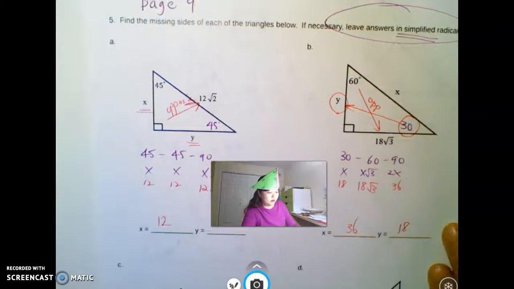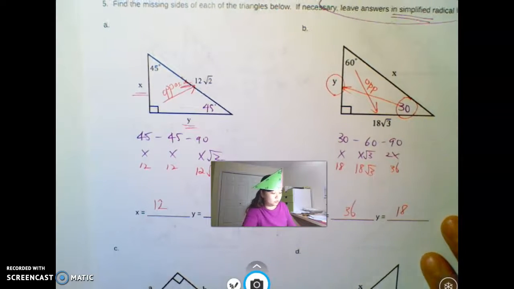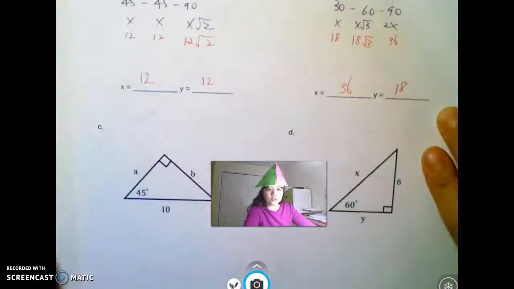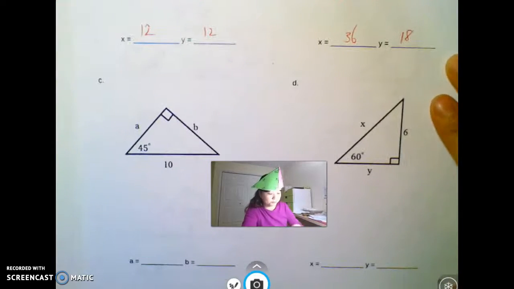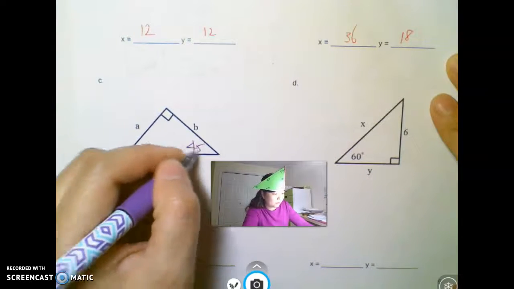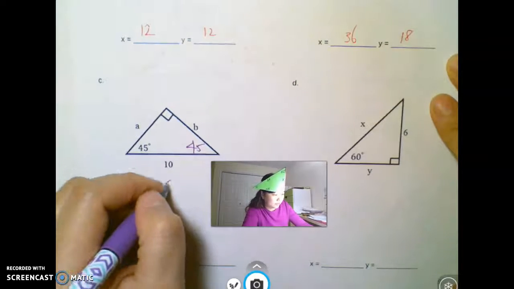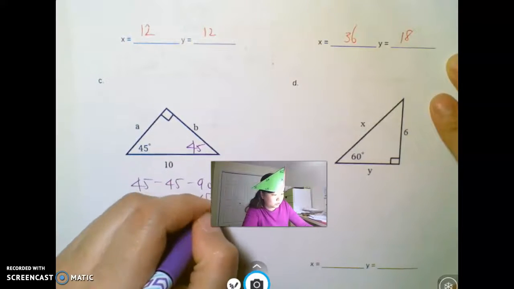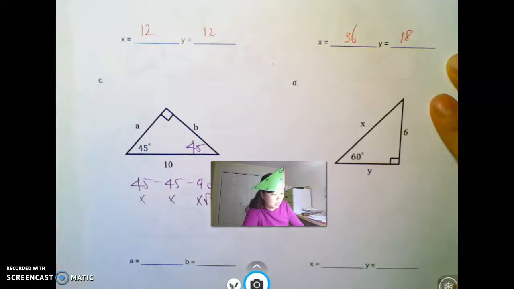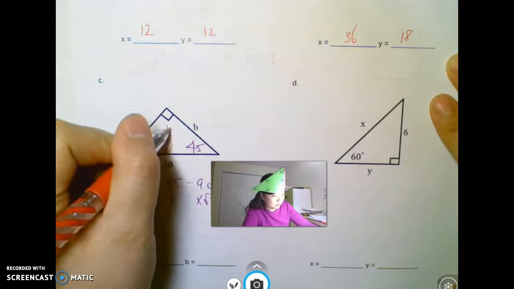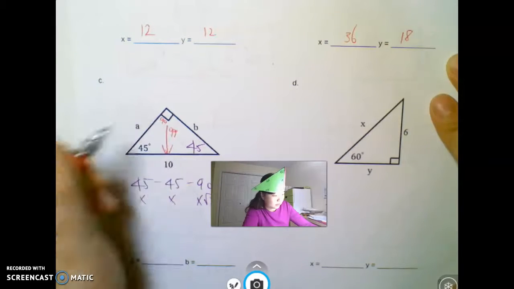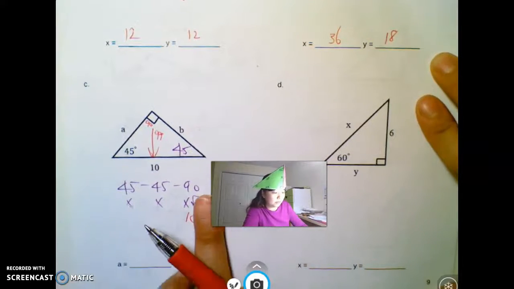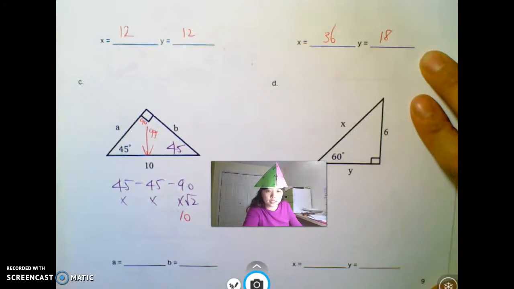Cool? Alright, let's move on to, you know what? Let's do all of them on page 9, because there is one of each that I really want to talk about. Here we got 45, 45, 90. X, x, x root 2. They gave us opposite of 90. That's 10. Now, this is not as simple as covering up the square root because 10 is just 10.